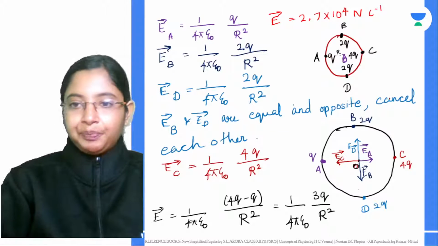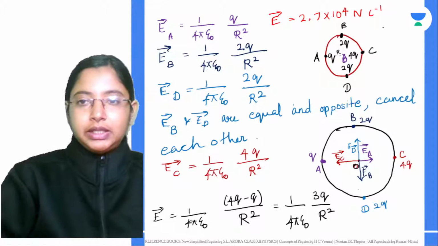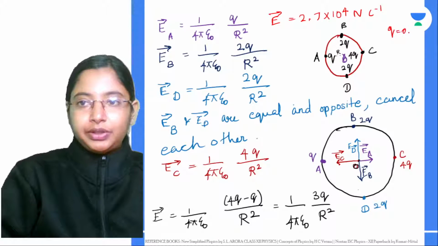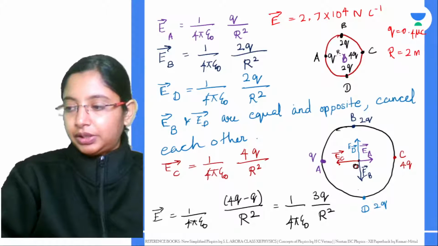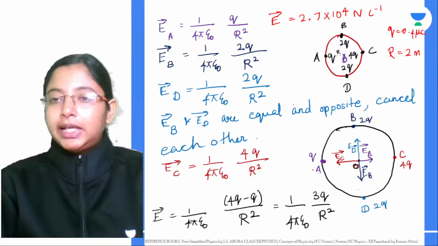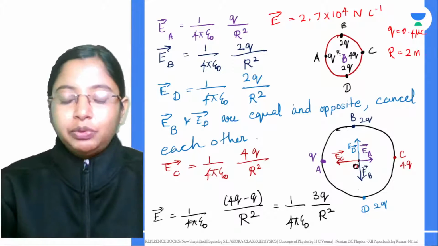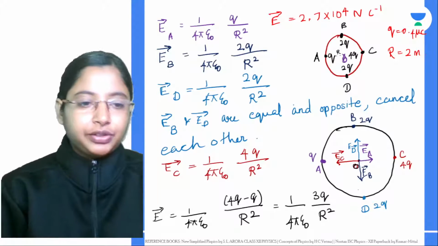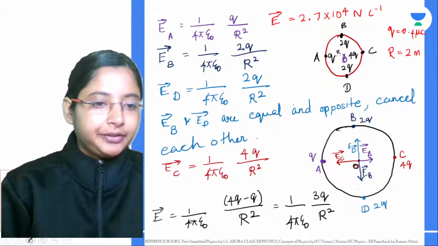Okay, now if this is the case, if you take Q to be 0.4 microcoulombs and R, the distance between them, is 2 meters. In the same form over here, what will be the direction? What will be the final direction? What will be the resultant electric field direction?